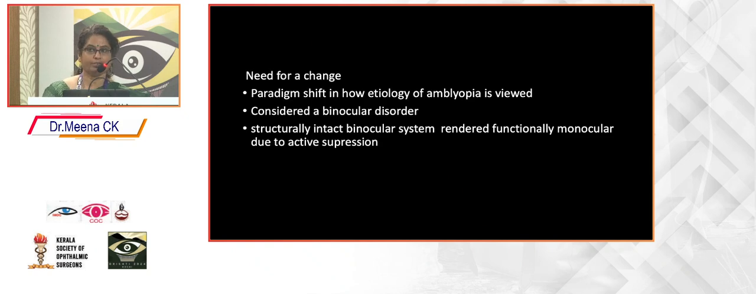So why do we need a change from patching? There has been a paradigm shift in how the etiology of amblyopia is being viewed. Whenever we do patching, we are just closing one eye. It is now considered to be a binocular problem. Structurally you have an intact binocular system which is rendered functionally monocular due to suppression, and whenever you are patching, the good eye is not working at all. So most of the treatment regimes are now based on using both the eyes.